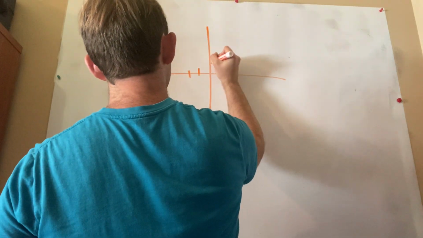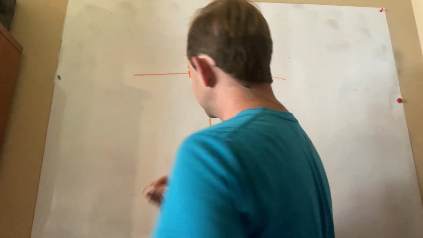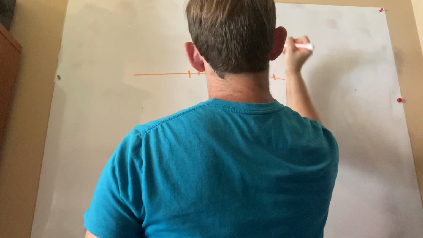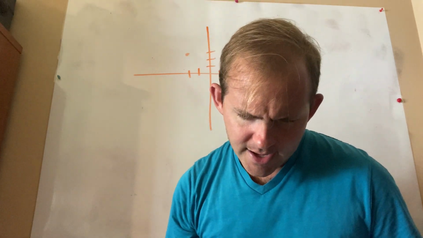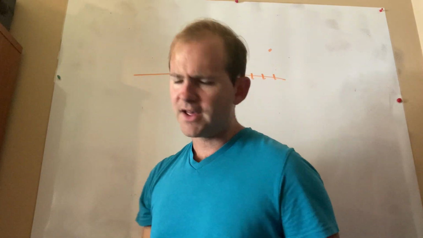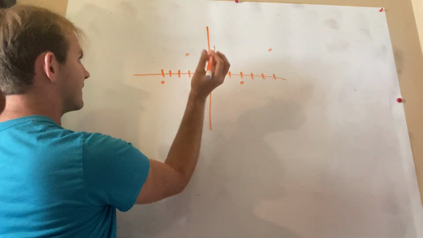So -2, 3. Then I have 6, 3. 1, 2, 3, 4, 5, 6. Okay. Then I have 3, -1. 3, -1. And I also have -5, -1. So 3, 4, 5. Alrighty.